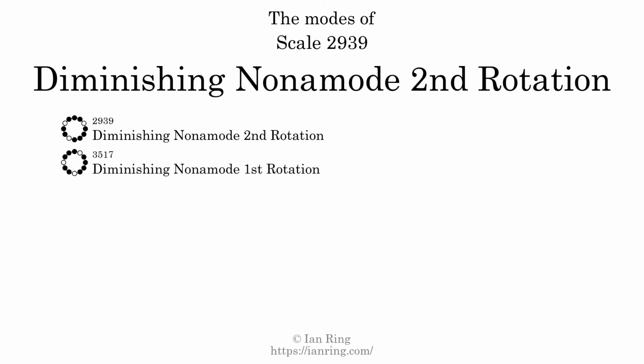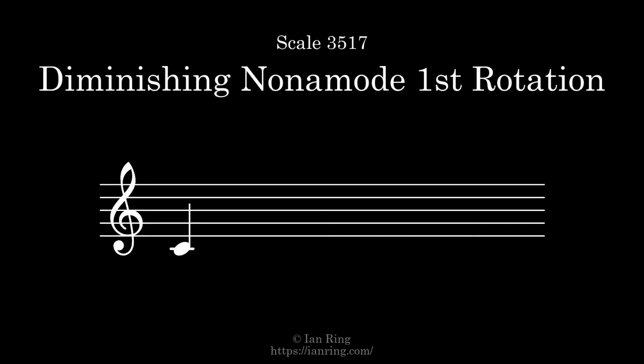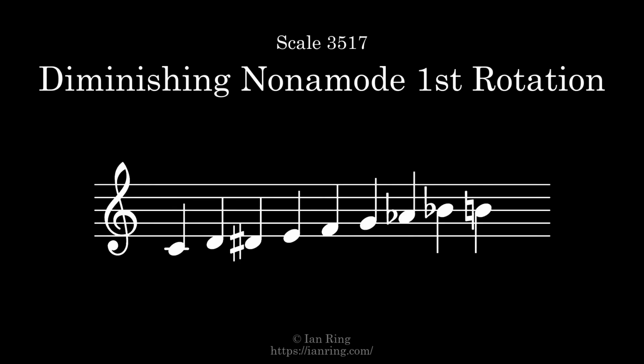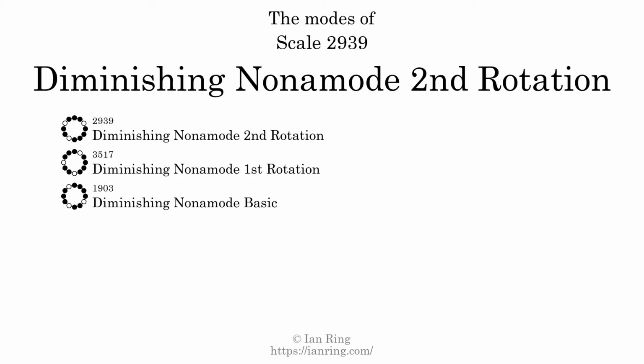The second mode is scale 3517, also known as diminishing nonamode first rotation. It sounds like this. The third mode is scale 1903, also known as diminishing nonamode basic. It sounds like this.